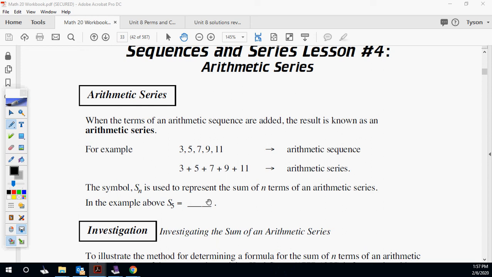Chapter 1, Lesson 4, Arithmetic Series. Last piece of arithmetic, so we switch to geometric. So tomorrow we'll start geometric for you guys.